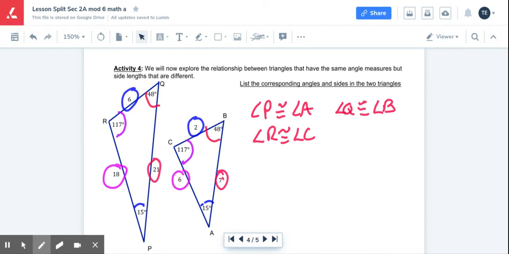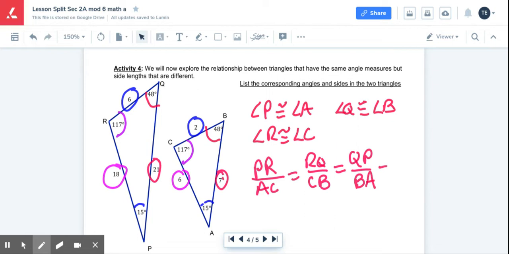So if I looked and I put PR is going with AC and RQ is going with CB and, sorry, QP is going with BA. When I took those numbers, when I divided them, I always got 3 because my first triangle is 3 times bigger than my other triangle.